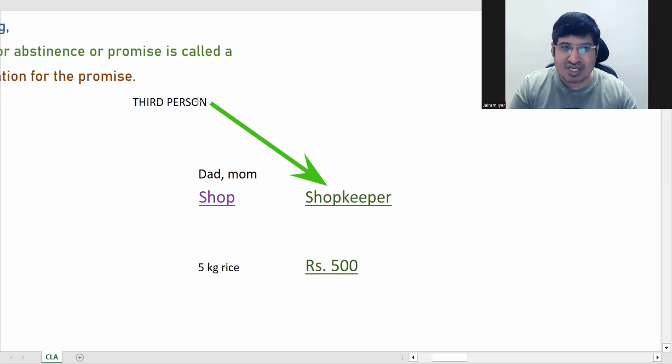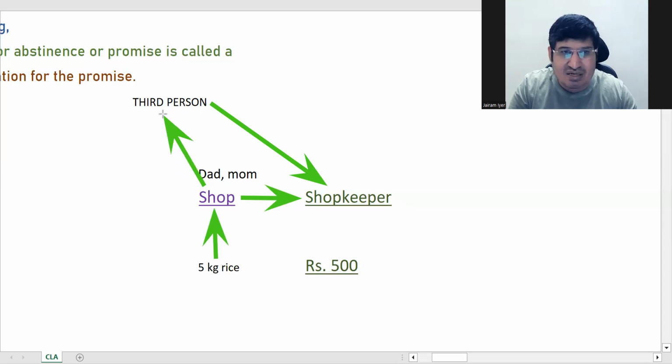So consideration can move from anyone else. Anyone else can pay it, but it must be at the desire of the promisor. His desire is to buy this 5 kg rice, and he is asking the third person to pay. So it should start with the desire of the promisor. It can move from a third person.